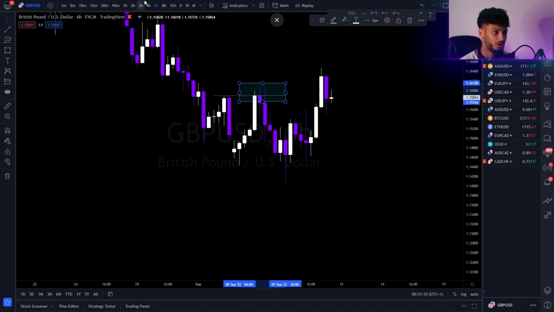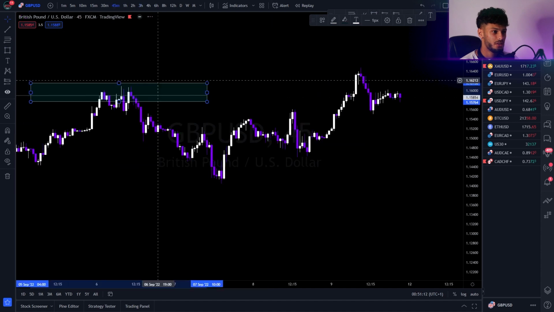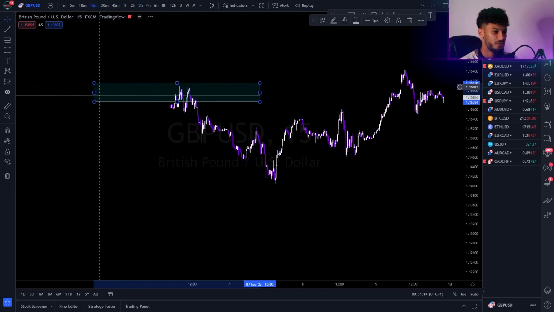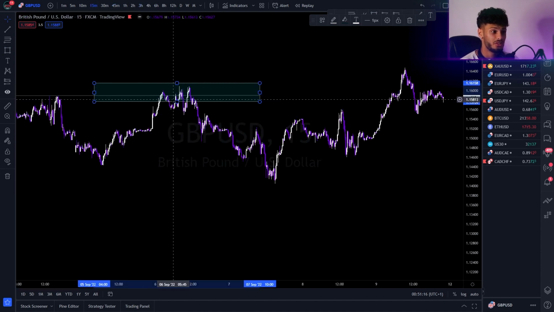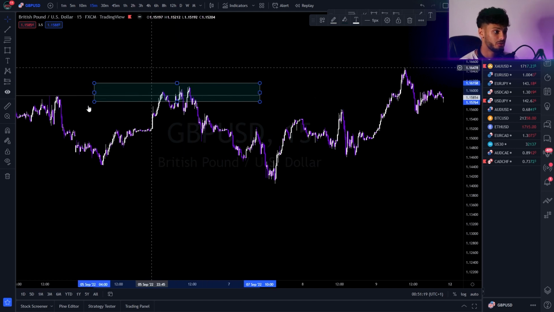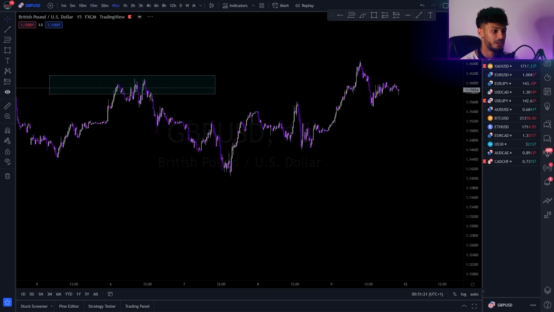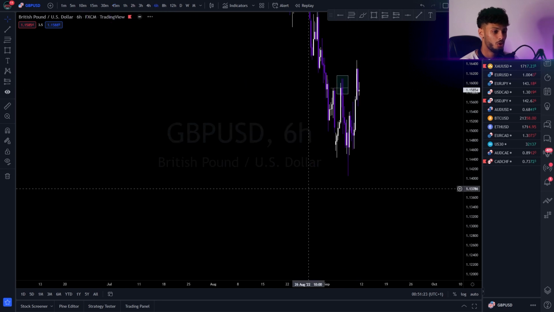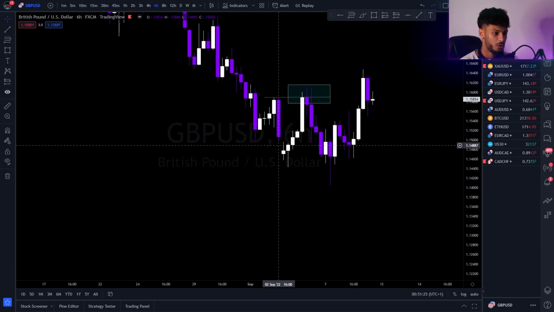So now we go down to the lower time frame and we try to find our entry. Down on the lower time frame right here, most likely you would have been able to form some sort of entry on GBP USD. But I'm not going to cover that because that is not part of the examples that I'm showing you today. Going back to the 6 hour, once again, what do we have?